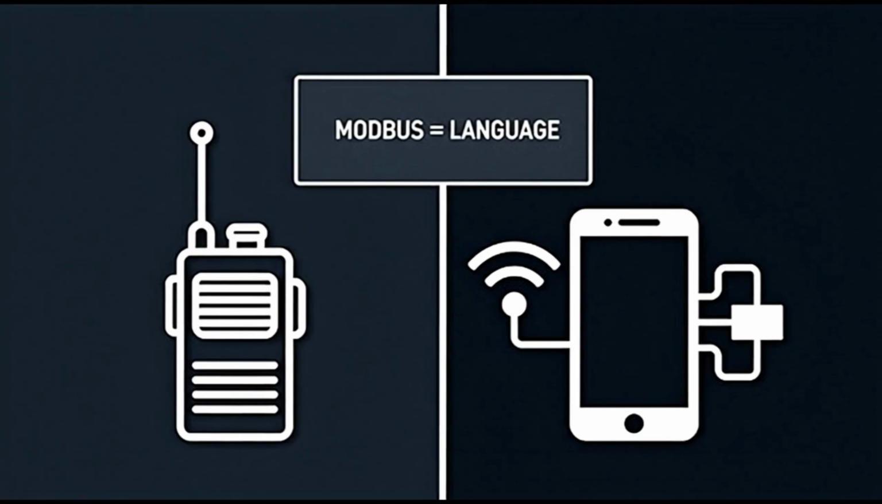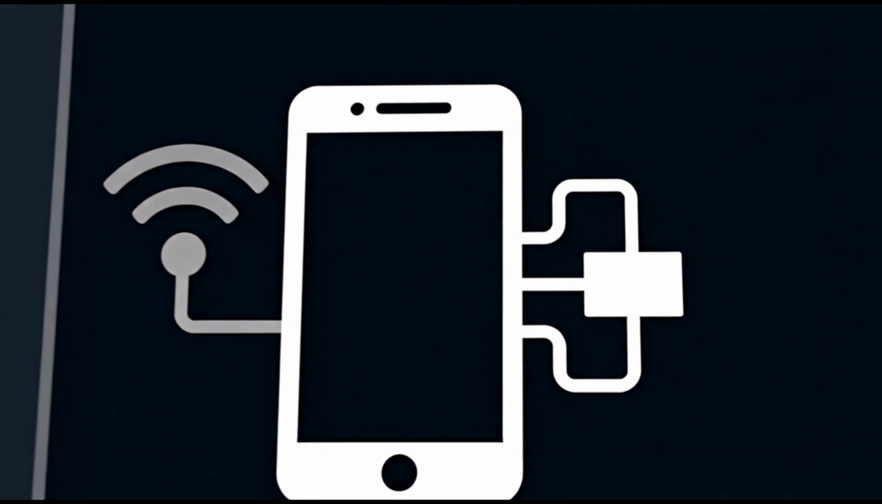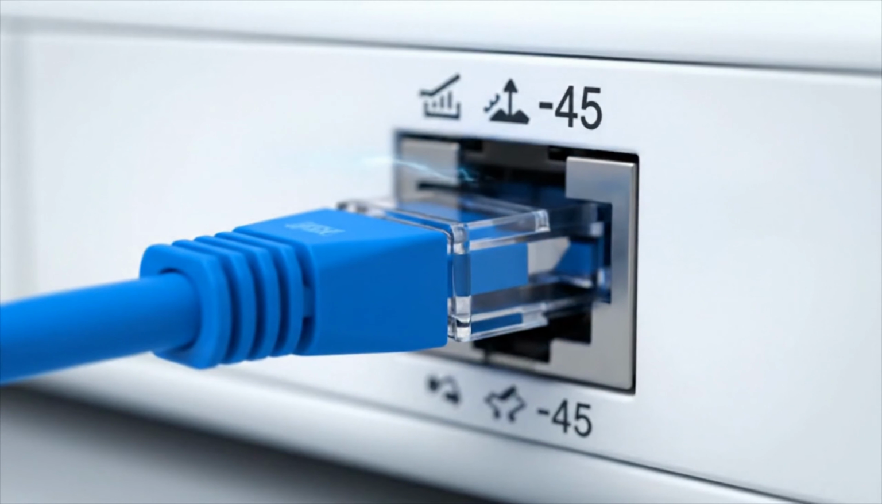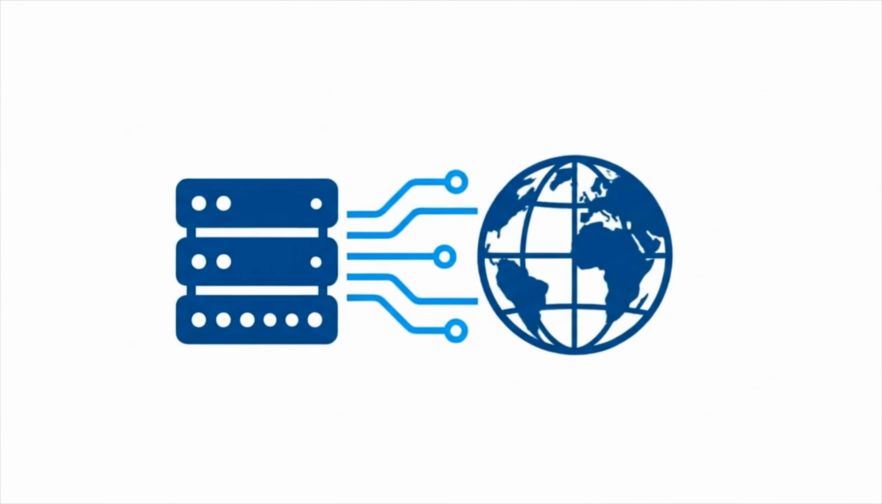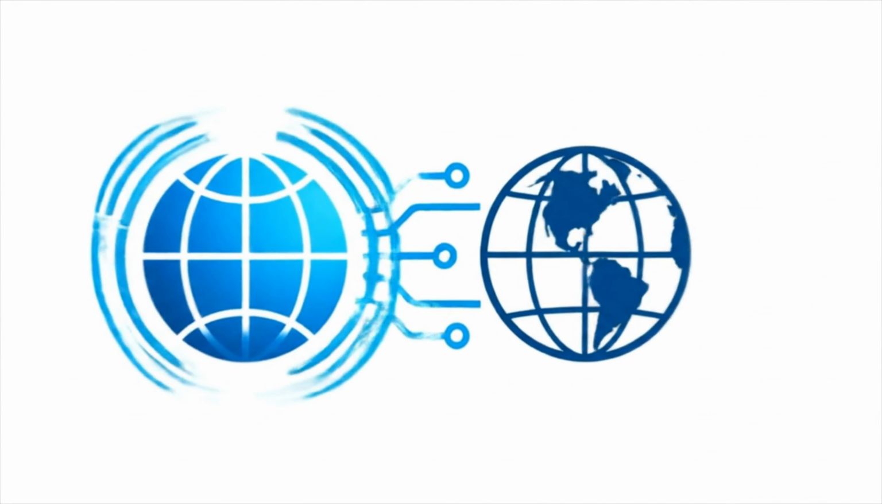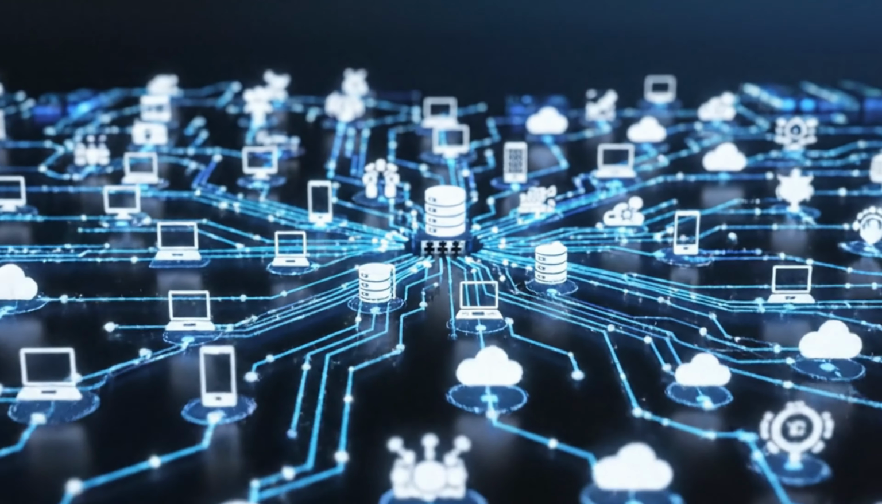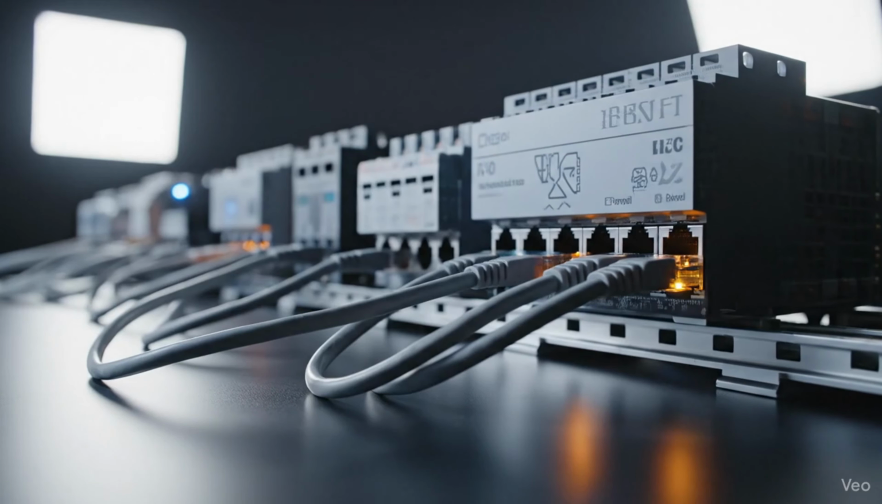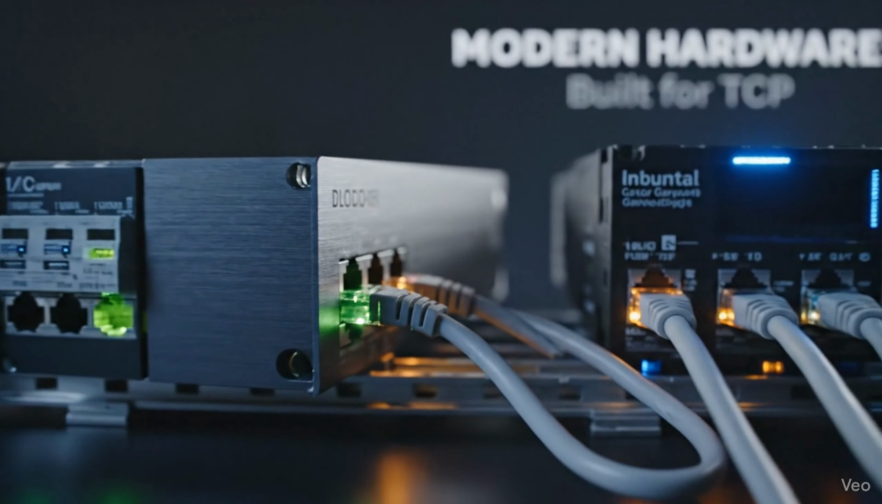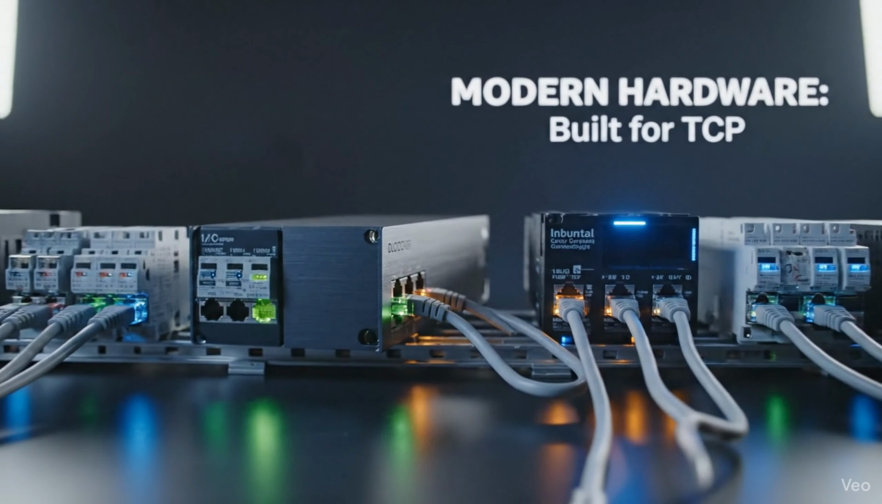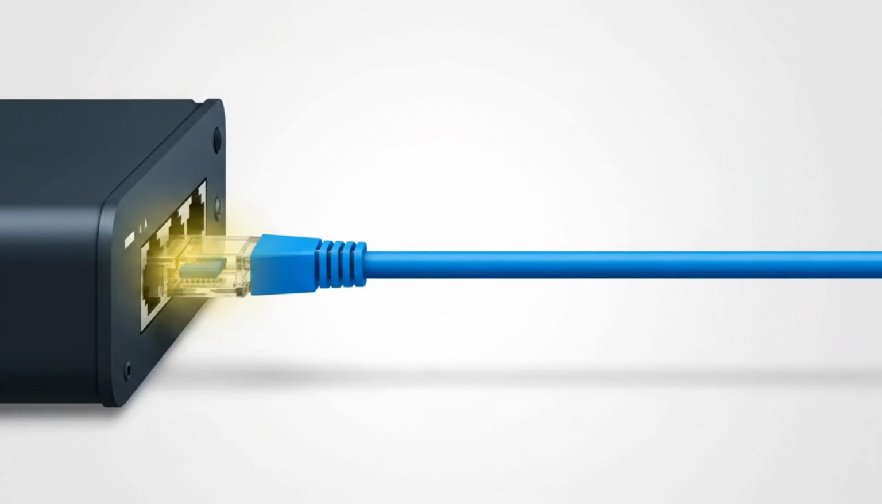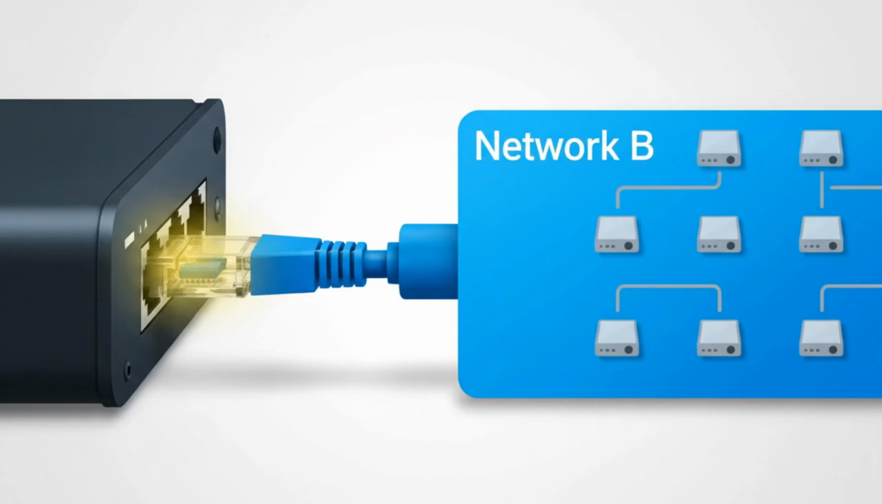Modbus TCP, on the other hand, takes that same Modbus language and moves it onto Ethernet. And once you're on Ethernet, everything changes. Higher speed, easier integration, multiple clients reading the same device at the same time, remote access, and the ability to build much larger, more flexible systems. This is why a lot of modern I/O modules and controllers are built with Modbus TCP in mind, because it plugs directly into the network infrastructure most facilities already use.